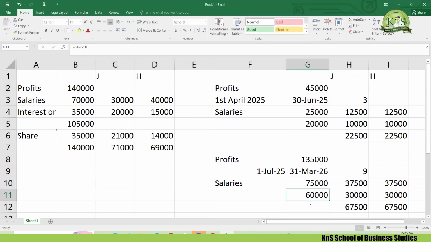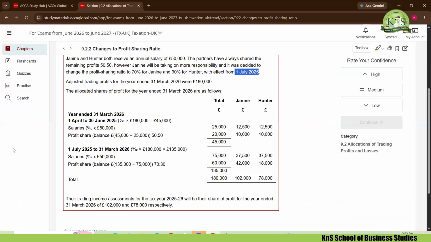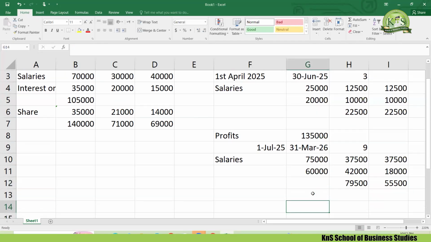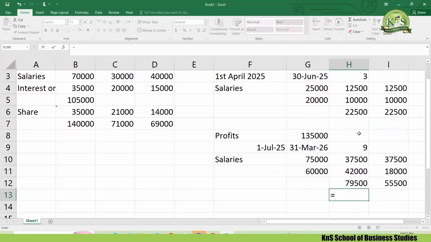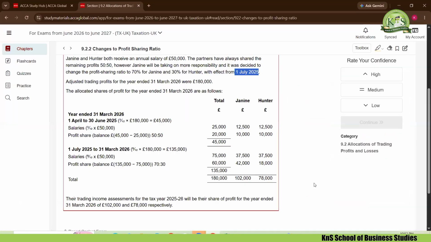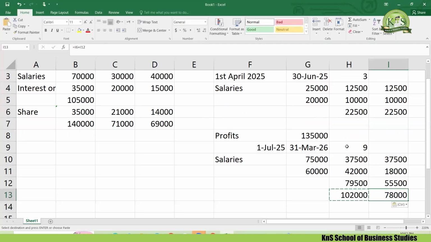Now what is remaining? 60,000. And now the ratio has changed. Ratio has changed to 70-30. Done. You can add the total income as well, how much they have got for the full year. See, done it. Any problem here?